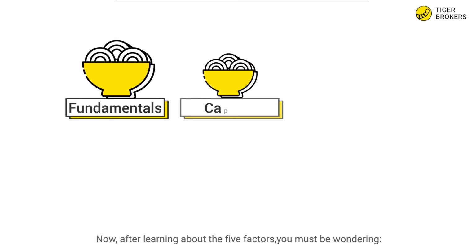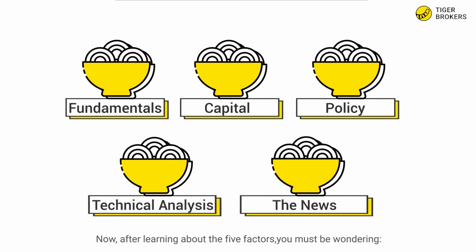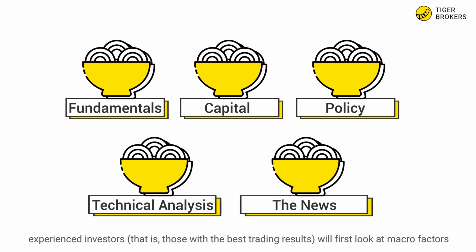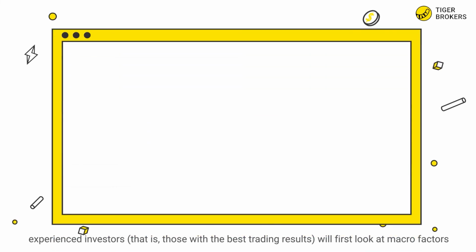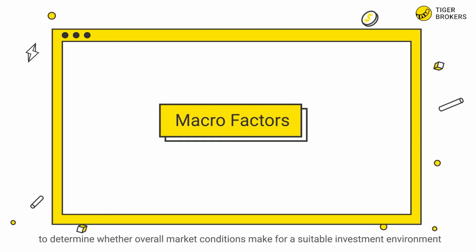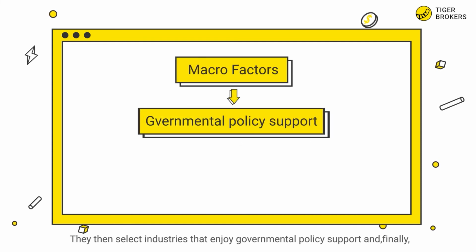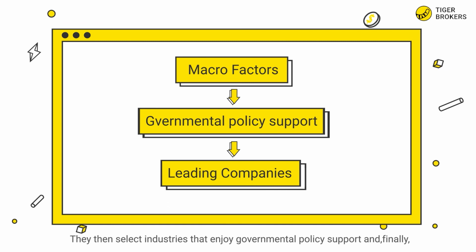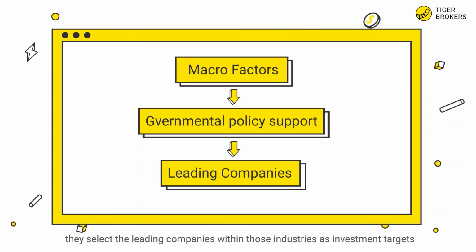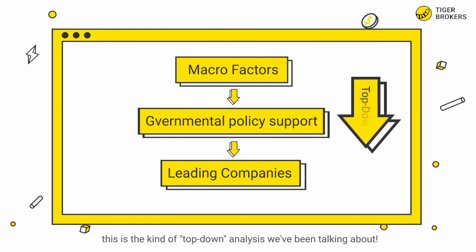Now, after learning about the 5 factors, you must be wondering, how do I apply this knowledge in practice? It's actually quite simple. When analyzing stocks, experienced investors will first look at macro factors to determine whether overall market conditions make for a suitable investment environment. They then select industries that enjoy governmental policy support, and finally, they select the leading companies within those industries as investment targets. You see, this is the kind of top-down analysis we've been talking about.